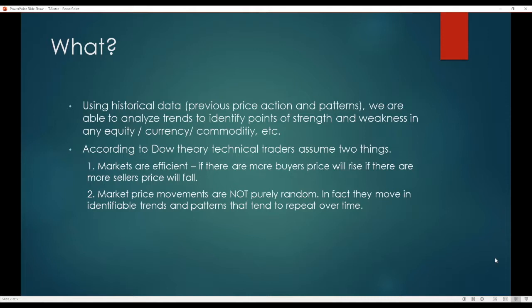And according to Dow theory, the father of technical analysis, all technical traders assume two things. We assume that markets are efficient. If there are more buyers, price will increase. If there are more sellers, price will fall. Very simple. We also assume that the price movements are not random, that you can identify patterns and trends and points of resistance and support that will allow you to gain an edge.